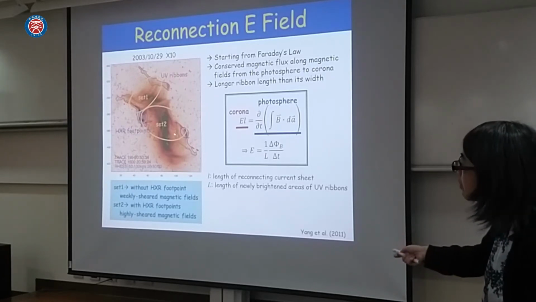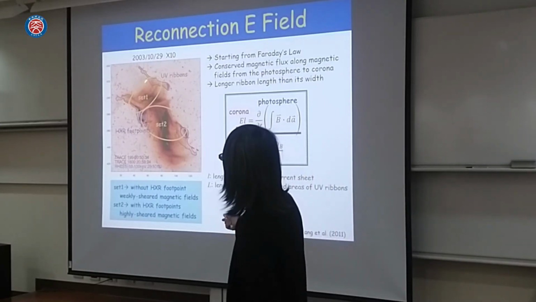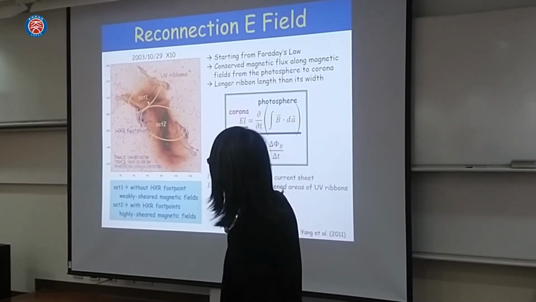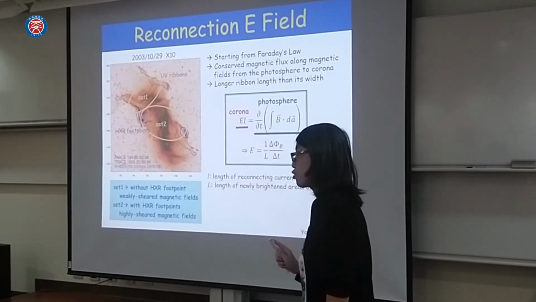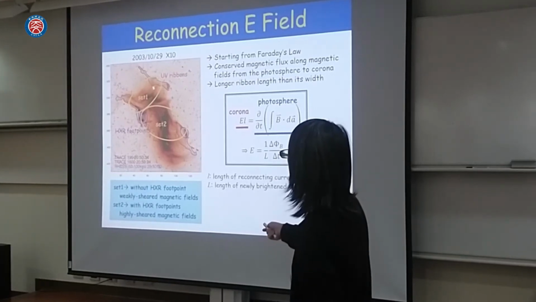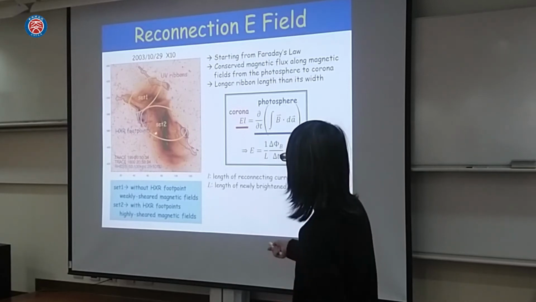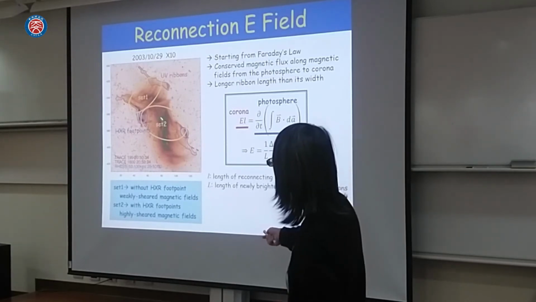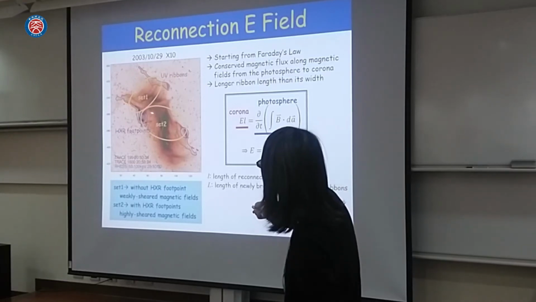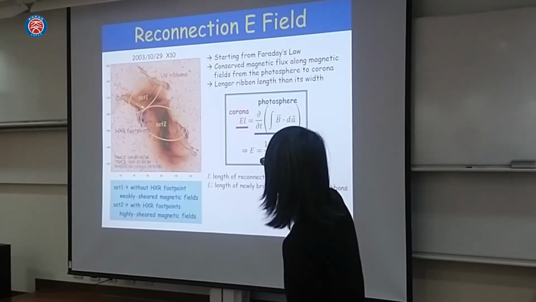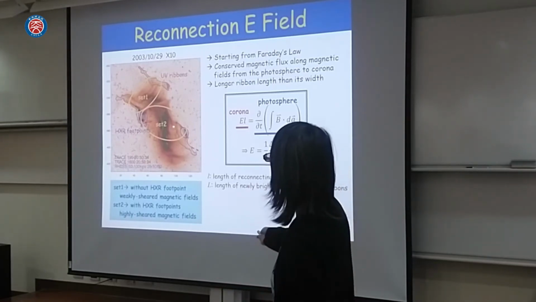What are the differences? If you compare the loop structures, for set 1, there is no hard X-ray source over here, and the loop structure looks weakly sheared. But for set 2, the loop structure is highly sheared, not just like an arcade or dipole, and there is also an HXR footpoint over there.